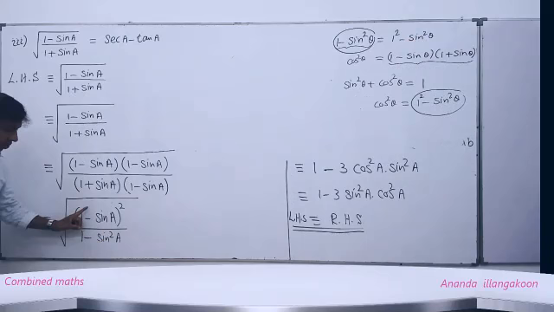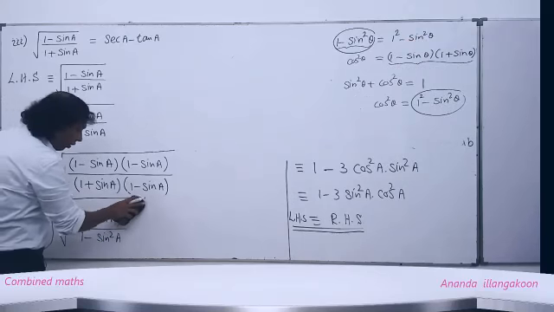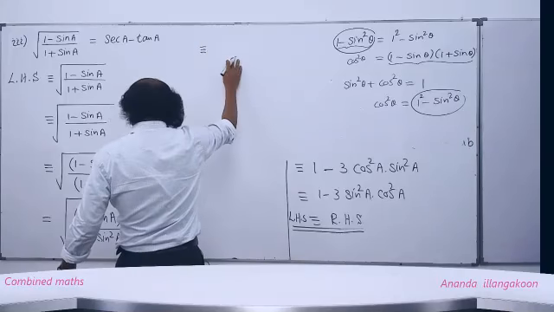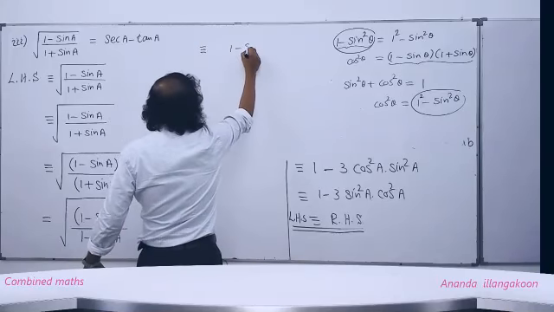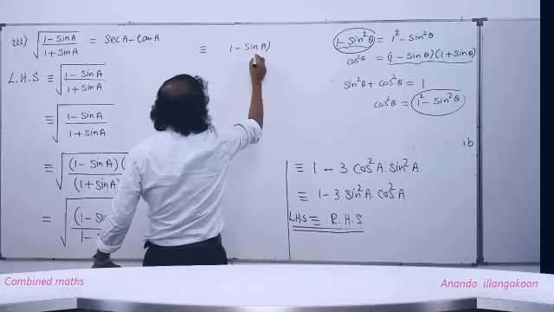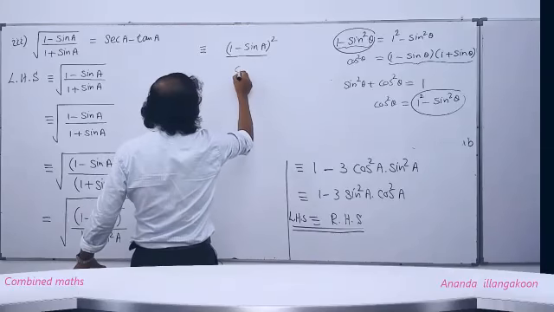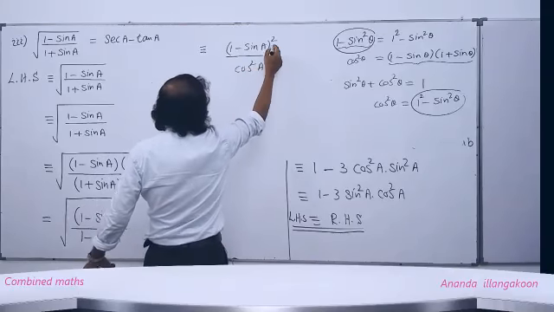Then this perfect square and this cos squared theta are both inside the root sign. Now the next step is therefore the root of 1 minus sin A perfect square divided by cos squared theta.